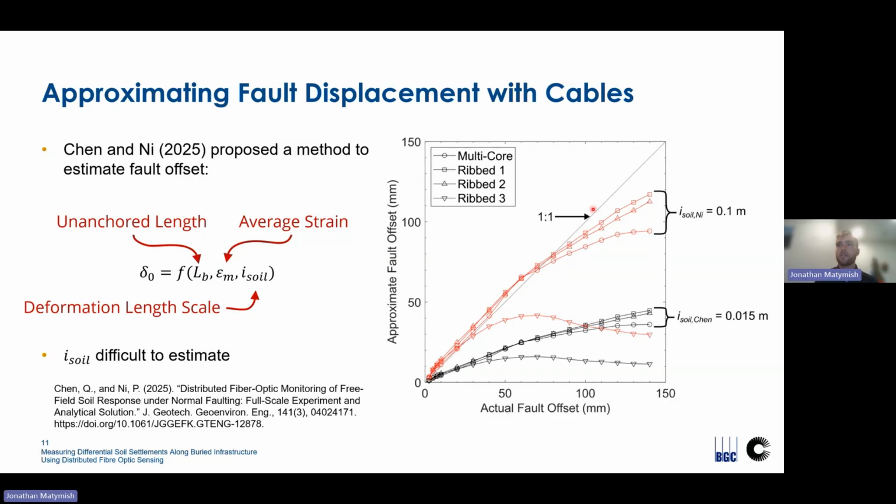However, if we use a smaller I-soil value, which was proposed by the researchers that came up with this analytical tool, you can see that the shorter parameter, which represents a nearly vertical fault scarp, significantly underestimates our fault offset that's been imposed. And this highlights that this analytical tool is sensitive to this I-soil parameter, which depends on your soil conditions, and since this parameter is difficult to estimate, it potentially limits its applicability in field scenarios.